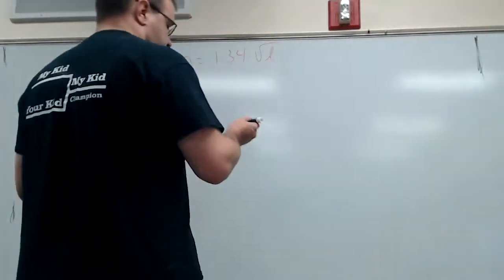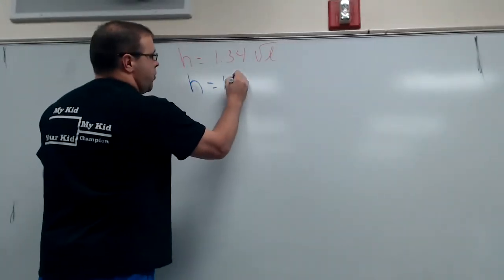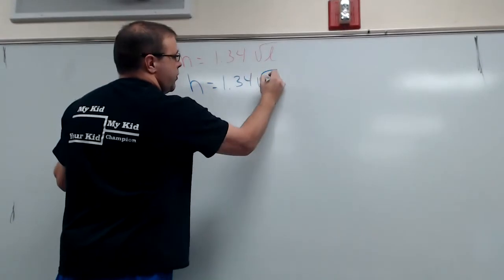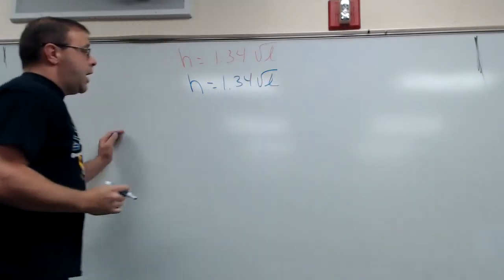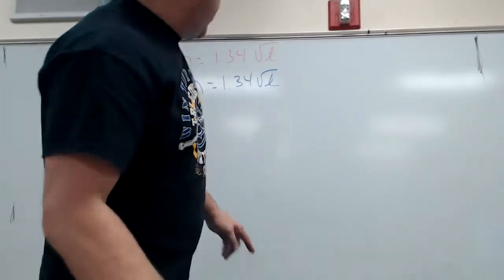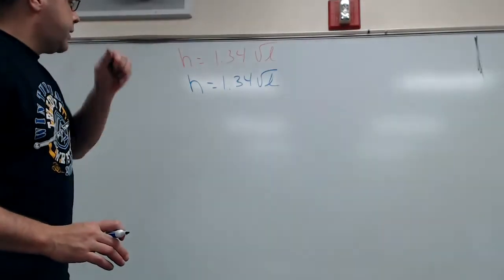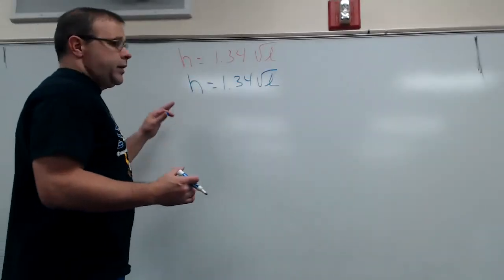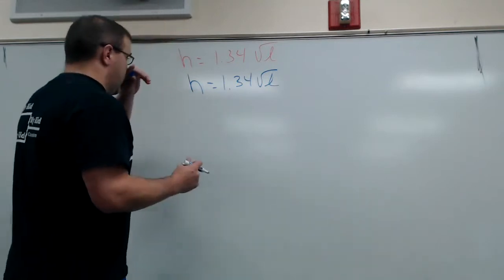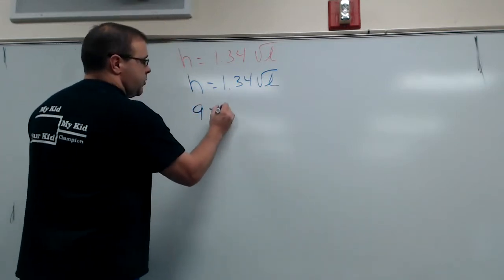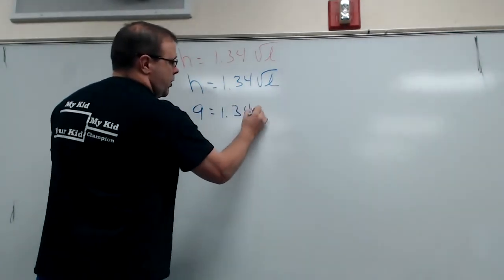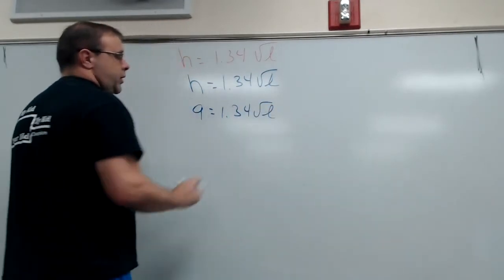So this equation here, they give us: H equals 1.34 square root of L. H is the hull speed, and L is the length of the ship itself. So we have 9 equals 1.34 square root of L. We want to solve for L.